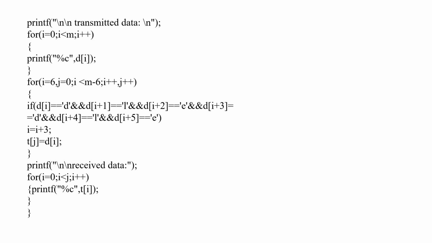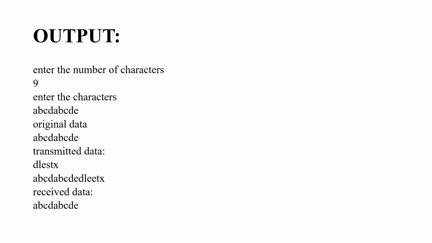So whatever you have given as input to the frame, you check whether it is equal to that particular value. If it is equal, then the received data will be the same as what you have transmitted. If it is not equal, then some character is forcefully stuffed in a particular place.